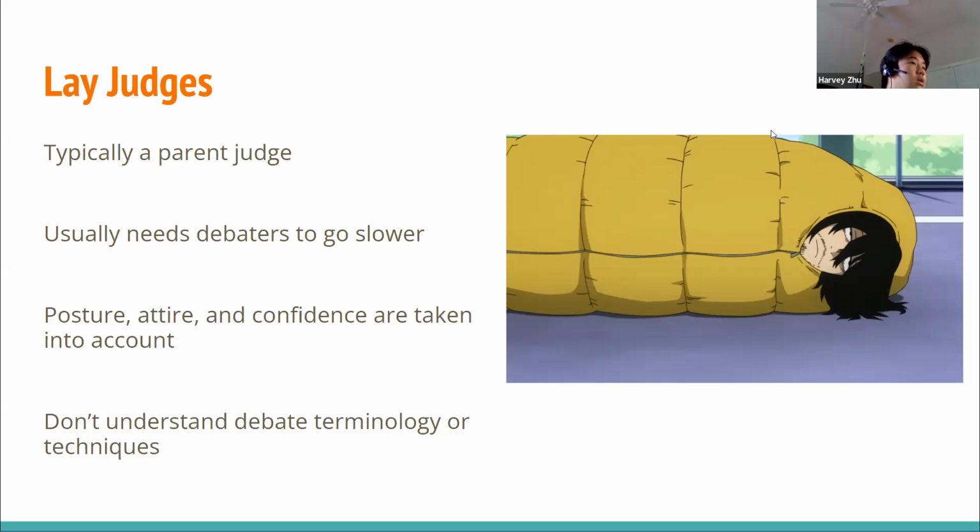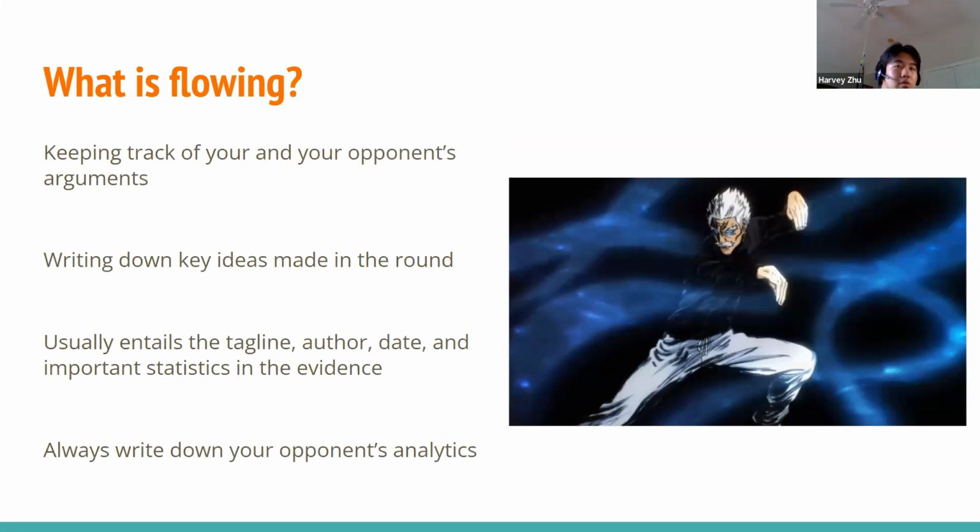Okay, so next, and this is our final thing before our drill, is flowing. Flowing is really important. It's basically a way to keep track of you and your opponent's arguments. You write down key ideas made in the round, which includes things like framework, their taglines, author, date, and important statistics in their evidence. And usually it's the way, especially for lay debaters, to get information.